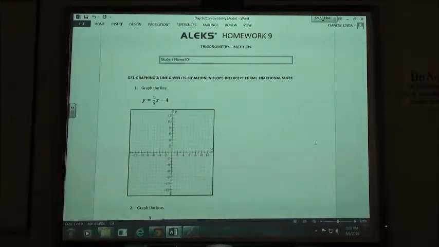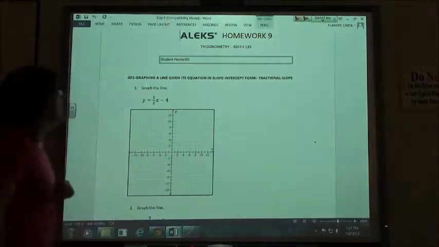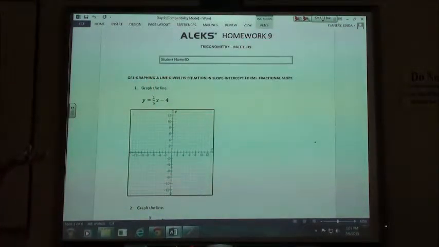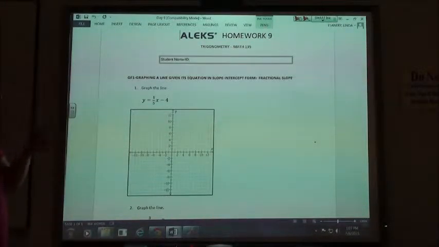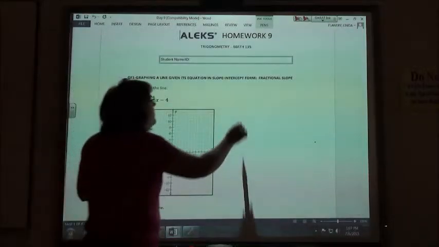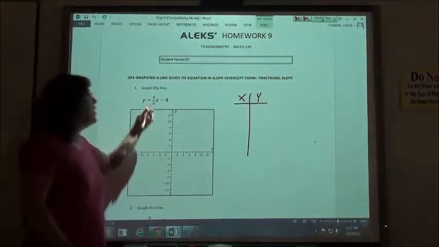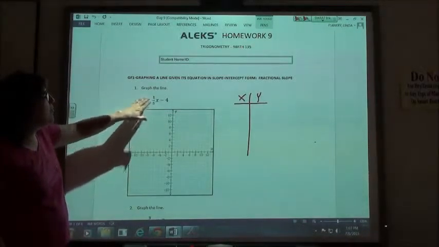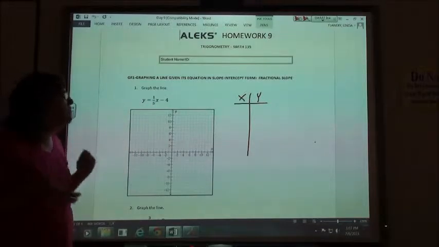Trig homework 9 starts off where we're graphing, and we have a line that is in slope-intercept form. We can either graph by making a table or by using the slope and the y-intercept. I personally like to use the slope and the y-intercept, but some people like to do the table. If I'm going to make the table, what I want to do is put values in for x that, since here we have a fraction, would eliminate our fractions, and so we want to use multiples of 5.